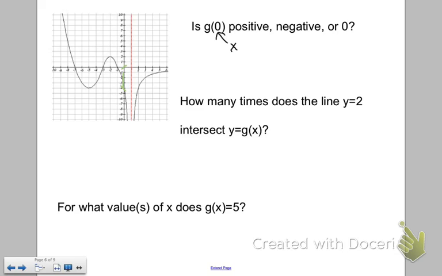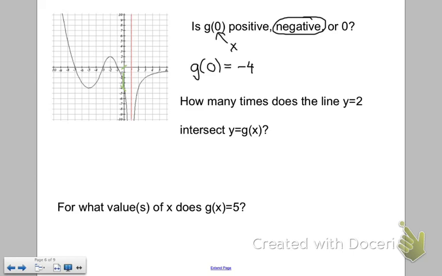Since g of 0 is equal to 4, 4 is a positive number, we know that g of 0 is, rewind on me. G of 0 is -4. Remember, we went down on the y-axis. Those numbers are negative. So, we know that our answer would be negative.